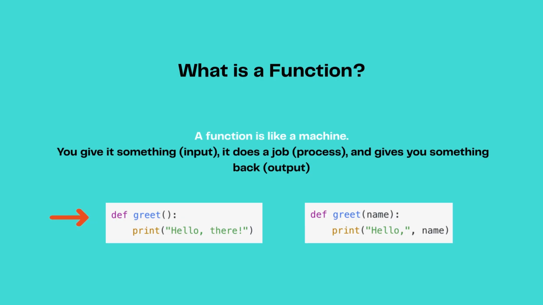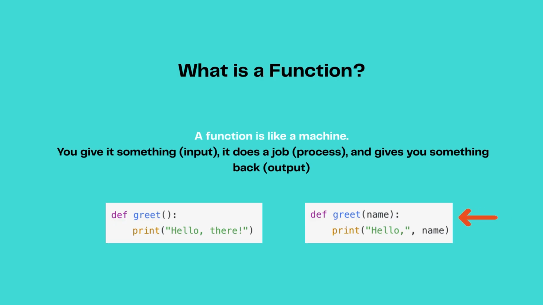So a function could be without parameters or with parameters. So this one is without parameter, and the next one that we have is with parameters. Like in this, we are passing a name parameter that we want to print hello with. So we are passing it from somewhere where we are calling this greet method, and then we are printing this name, which is passed by someone who is calling this method.